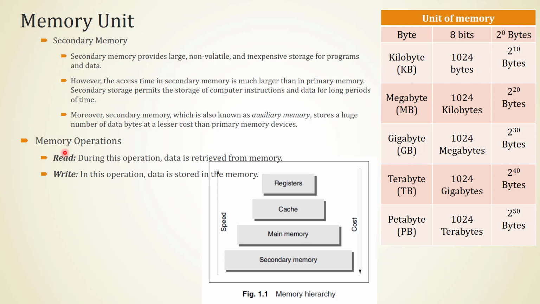Memory operations: there are 2 operations, read and write. Read means during this operation data is retrieved from the memory. So that means reading the data from the memory. Write operation means in this operation data is stored in the memory.